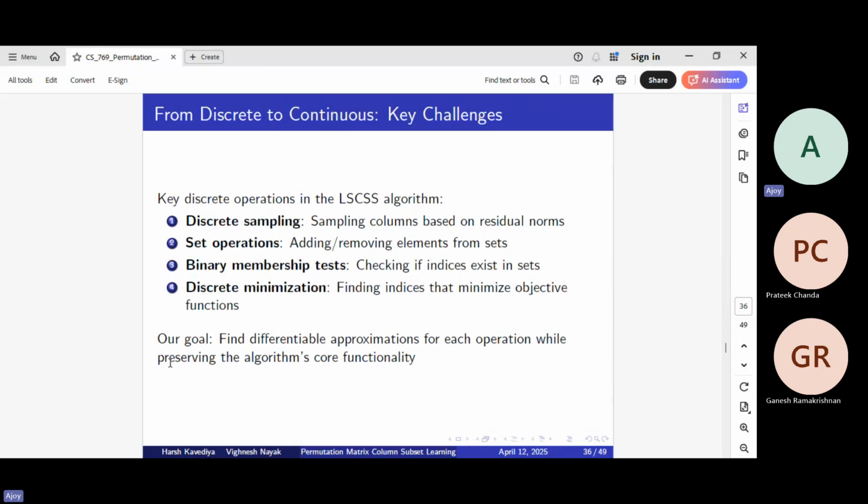One is the discrete sampling, where we sample the columns based on the residual norms. Then we also had some set operations in which we added column indices to a particular set and removed them. There is also a binary membership test that checks if a column belongs to a particular set or not. And finally, the objective is a discrete minimization problem.